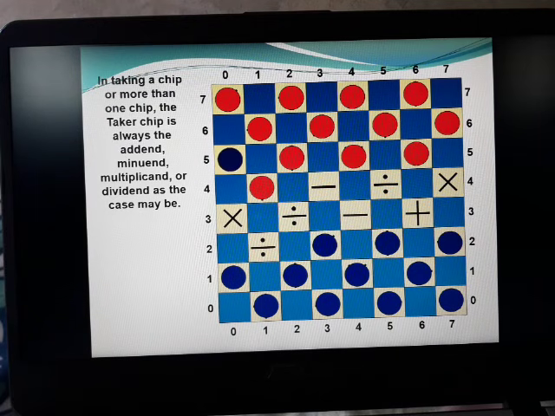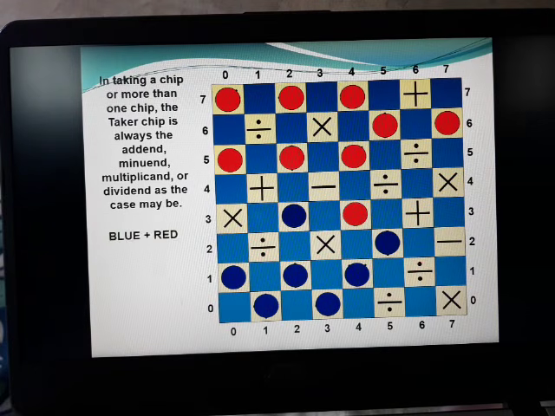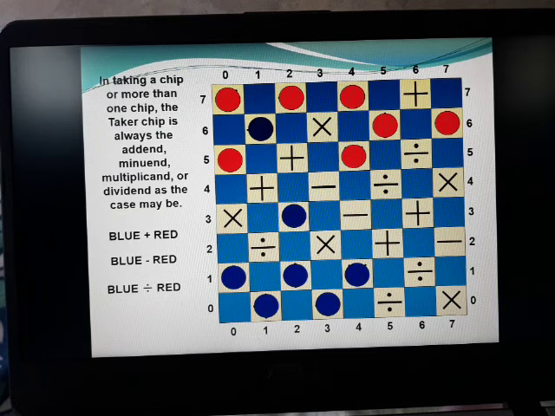In taking a chip, the taker chip is always the addend, minuend, multiplicand, or dividend as the case may be. Blue minus red, blue plus red, blue divided by red.